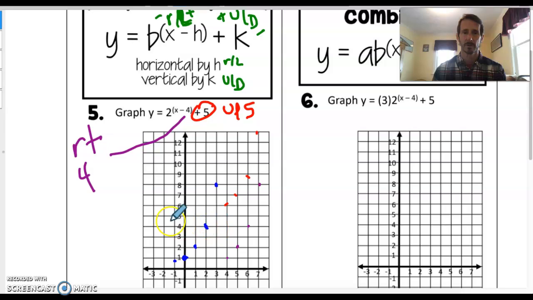1, 2, 3, 4. I'm just going to put it in here as a dash so that I know I can't cross it. And then I'm going to draw my graph. So it would be down here like this. It was the same shape as this blue one, but it moved to the right, and it moved up. And there's no A out front, so I don't have to worry about stretching it or anything.